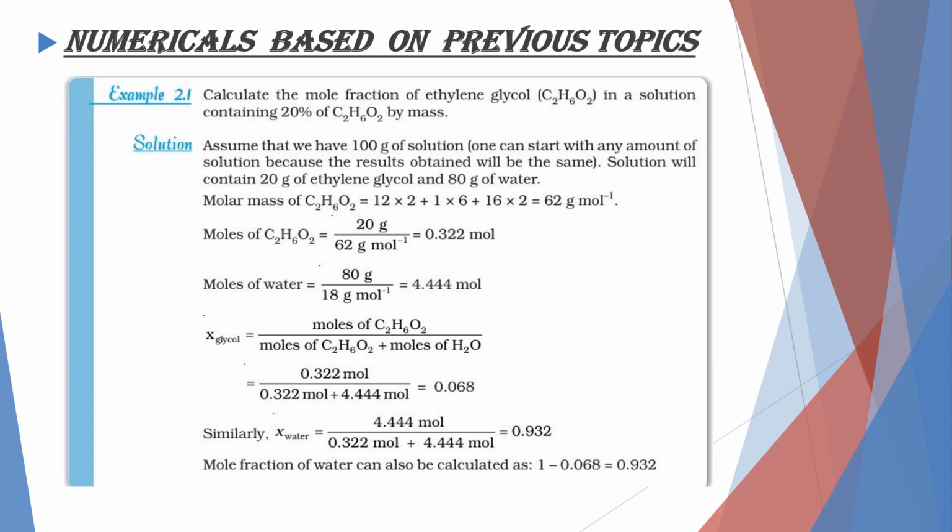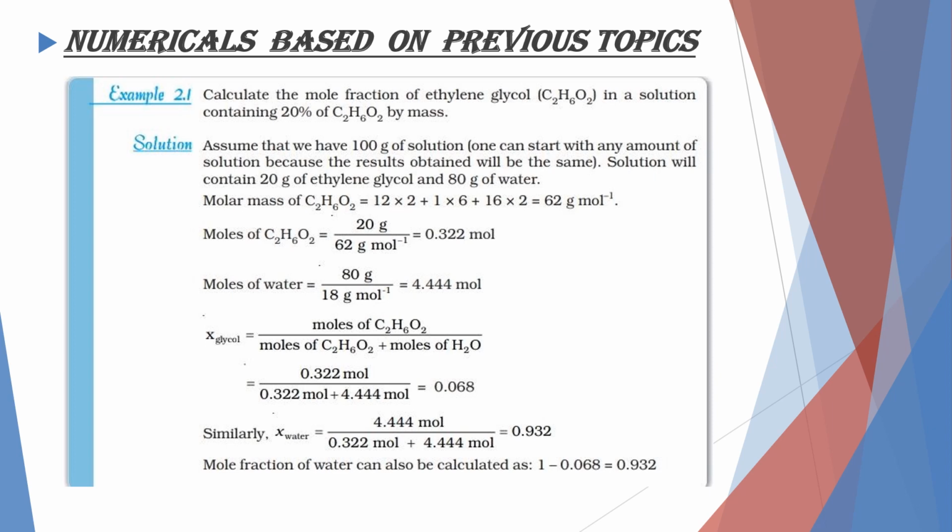And now we have to calculate the mole fraction of ethylene glycol. As you know, mole fraction is equal to the number of moles of the component divided by the total number of moles of the solution. So it is 0.322 upon 0.322 plus 4.44, that is equal to 0.068. And similarly, the mole fraction of water is the number of moles of water divided by the total number of moles of the solution, that is 0.932.